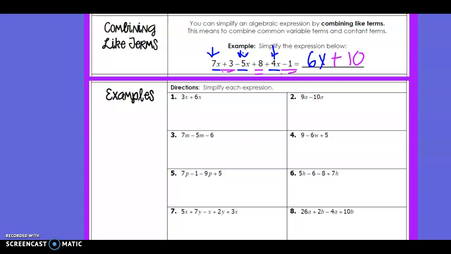On your handout, I'm going to work the odd examples, and then I would like you to hit pause and take some time and work the even examples to see if you understand it and are getting the right answers. So let's get started with problem number 1.